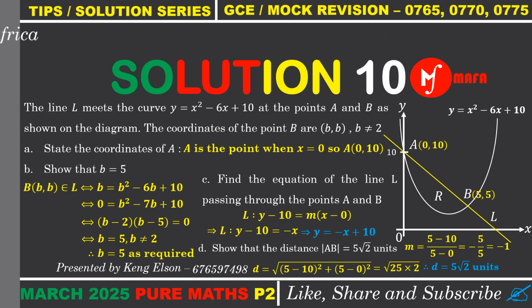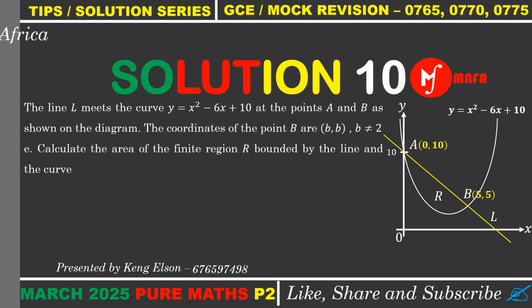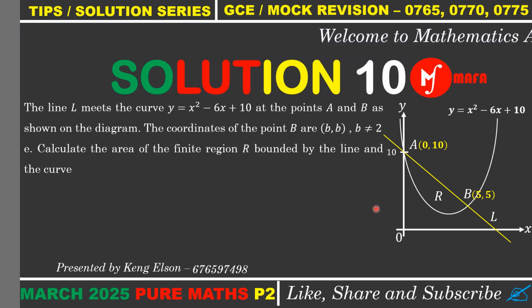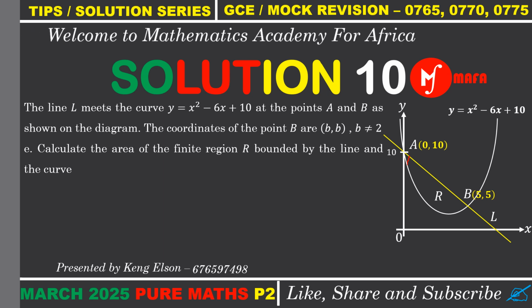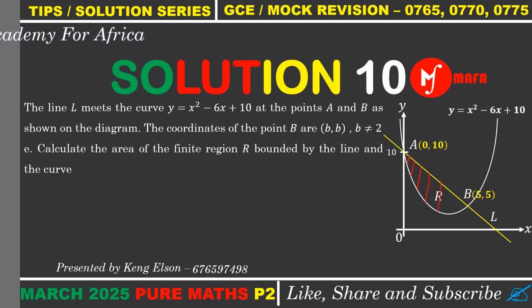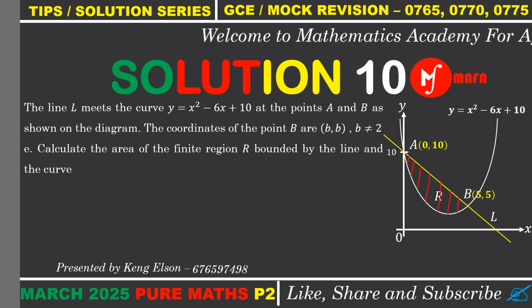So let's move on to the last part of the question. In the last part, we have been asked to calculate the area of the finite region R that is bounded by the line and the curve. So let me just try to demarcate the region that is bounded by the line and the curve. So this region in red is the region R. So we need to calculate the area of that region. Okay, so we are just going to use the integral, the area as an integral.